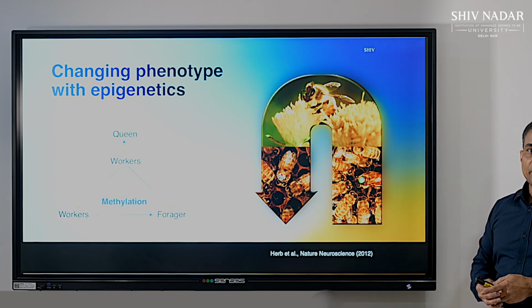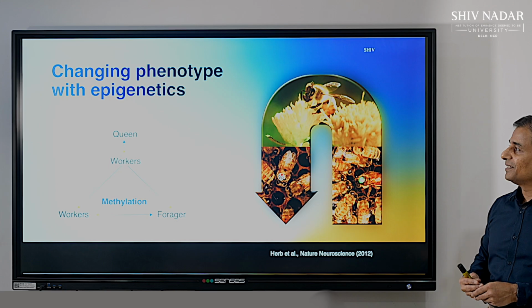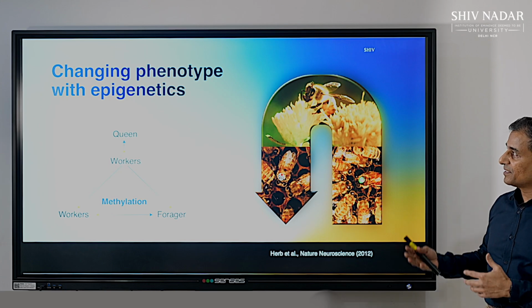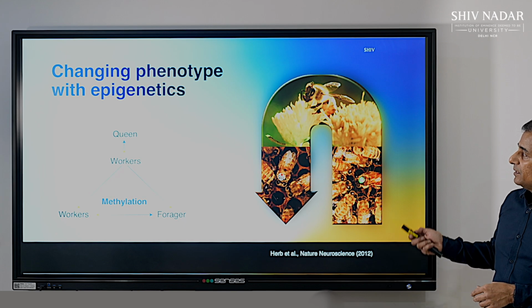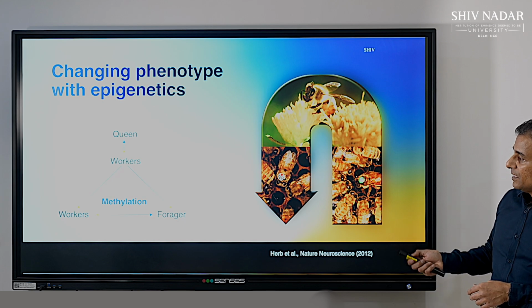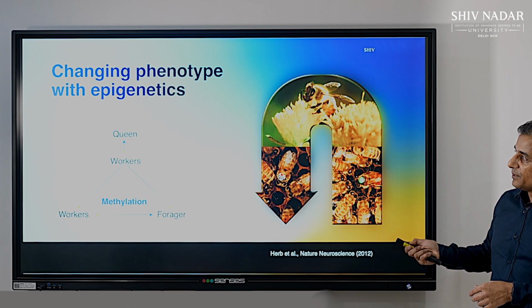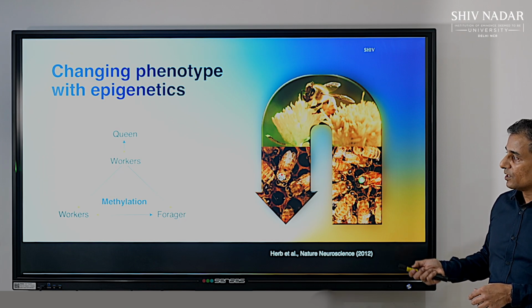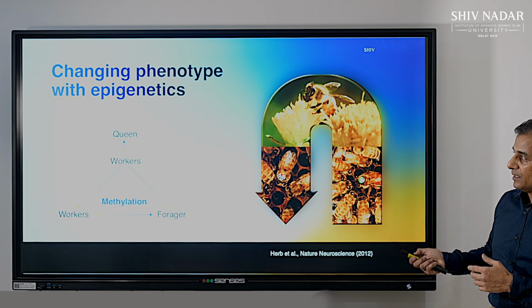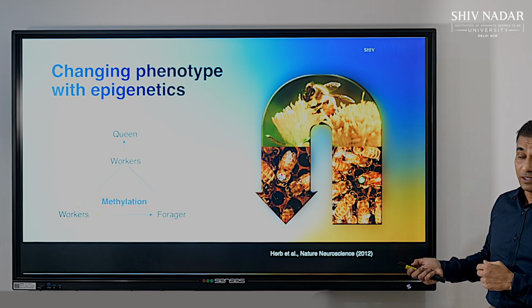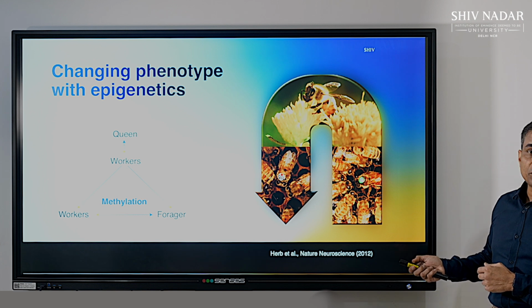So I'll give you a few examples of how drastically phenotype can change with the various other aspects in terms of the interaction with the environment. One example comes from these social bees, the honeybees, and you can see that this is a picture of a beehive, and there are multiple different types of bees, queen bee, workers, etc. So you can see that the queen bee, there is only one per hive, but there are thousands of workers and there are thousands of foragers, and these two look quite different and they also have different functions.